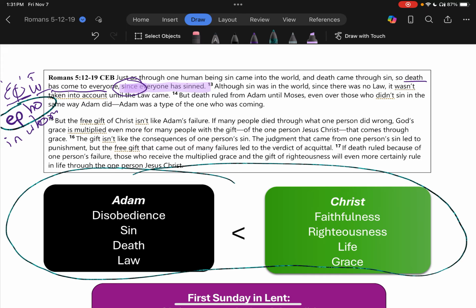Because you can see that most of the things in this column under Adam are negative. And I say most because I don't necessarily think the law is negative. Again, I think Paul, as a faithful first century Jew, sees the law as a gift from God. But in this passage, I think there is a sense in which he is associating the law with sin and death and things like that. So you can see Adam's sort of a negative example, right?